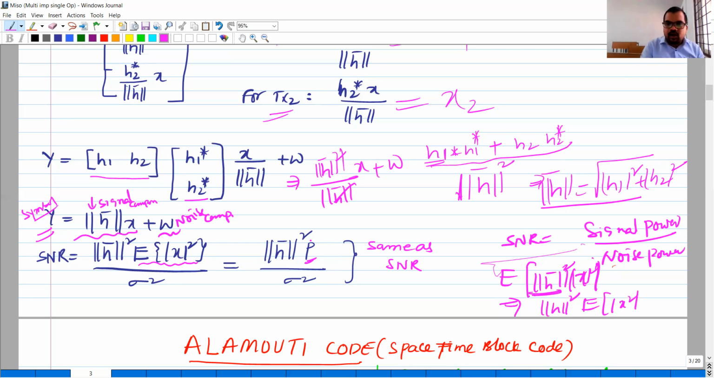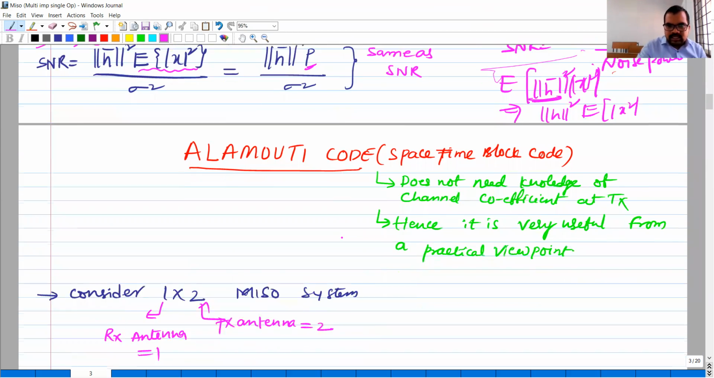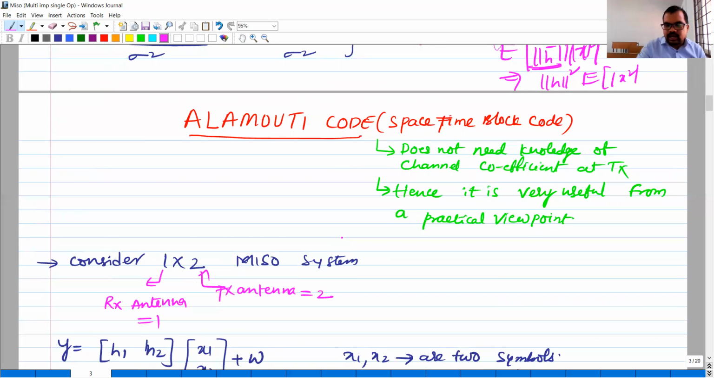By using this MISO system, we will discuss the operation of Alamouti codes. This Alamouti code is basically a space-time block code. It does not need knowledge of the channel coefficients at the transmitter.